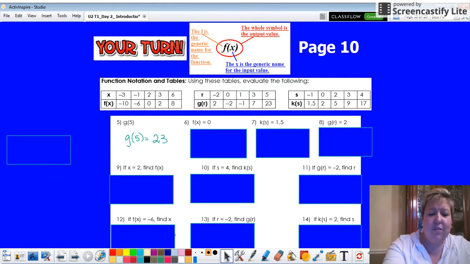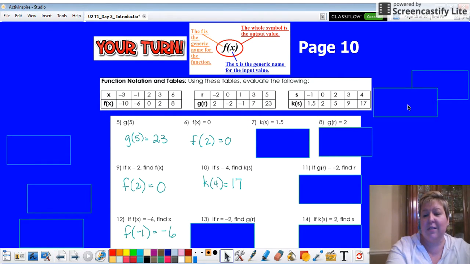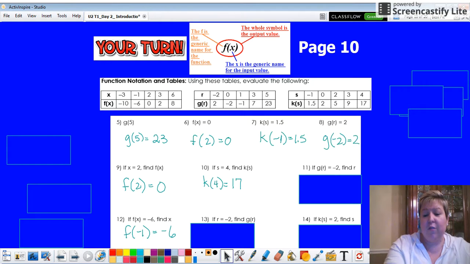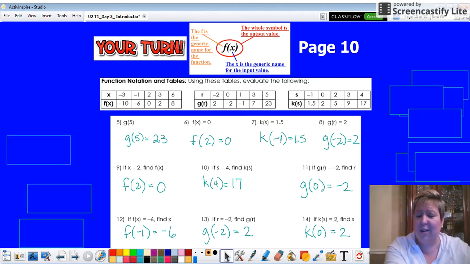Here are my answers for all of page 10, and I'm just going to move these boxes out of the way. If you have questions about any of these, go back a couple of minutes and watch the last part of that video, where I was explaining input versus output. You should have similar answers to all of the questions here on page 10. You can pause if you want to check through your work, but I am going to move on.